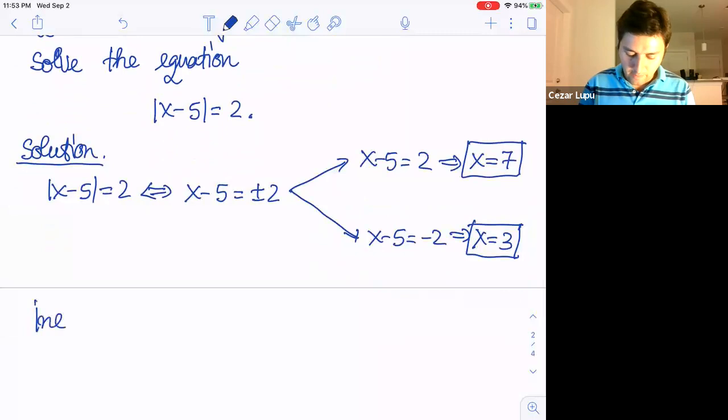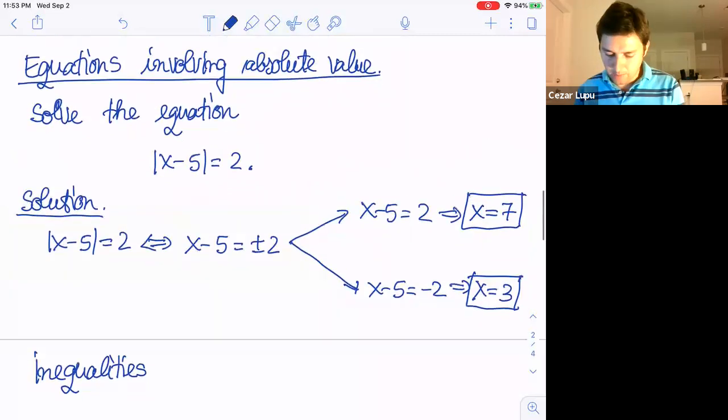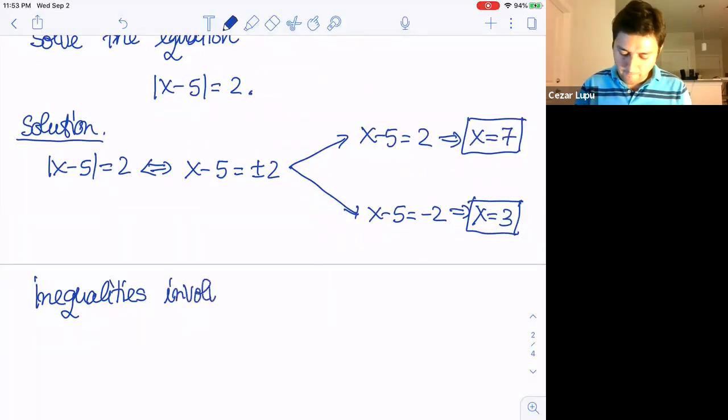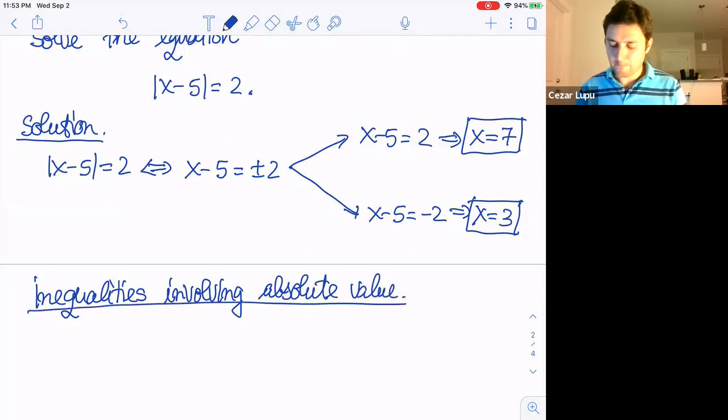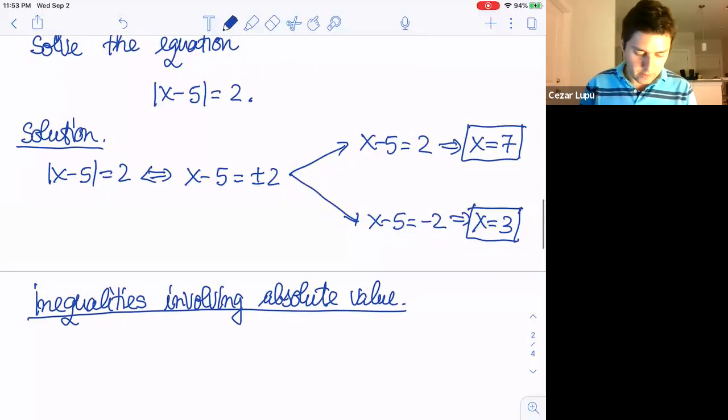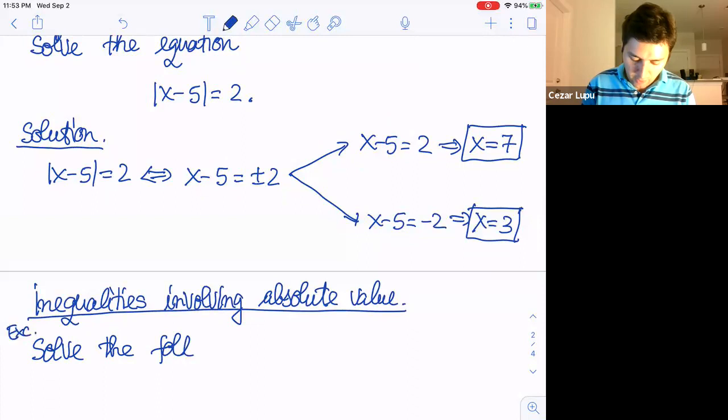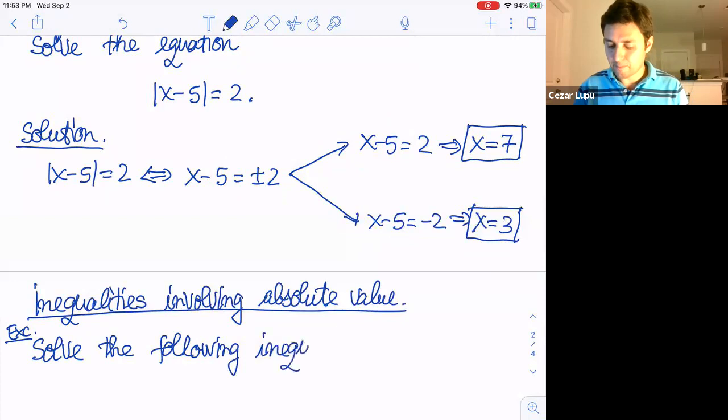Now I want to solve inequalities, or inequations, whatever you want to call them, involving absolute value. Okay. And the first one that I have in mind, in fact, let's just do a couple of them. Solve the following inequalities.